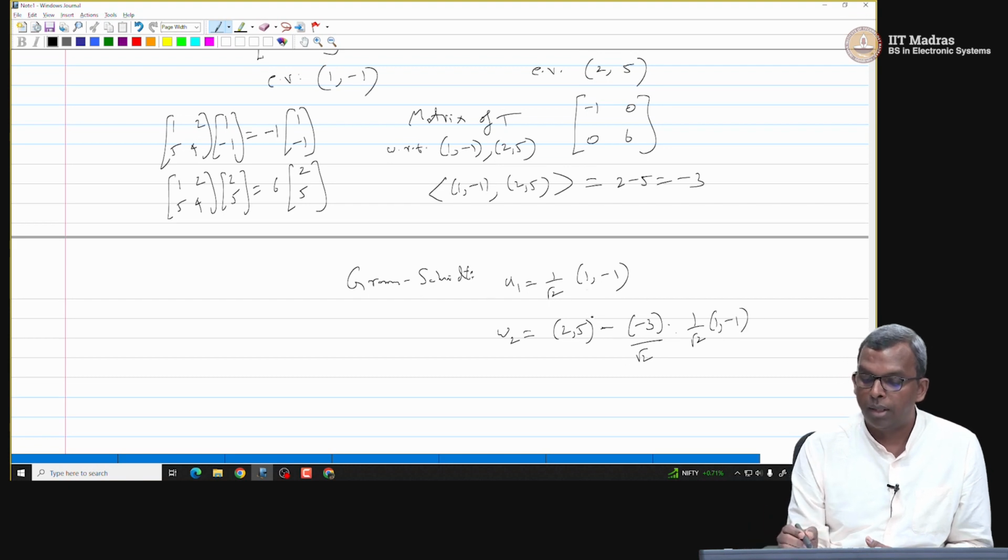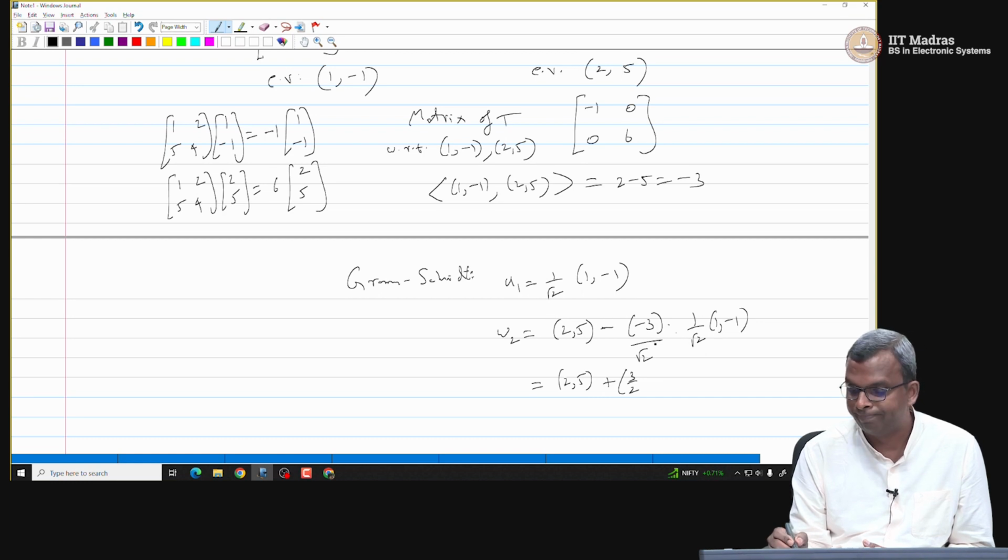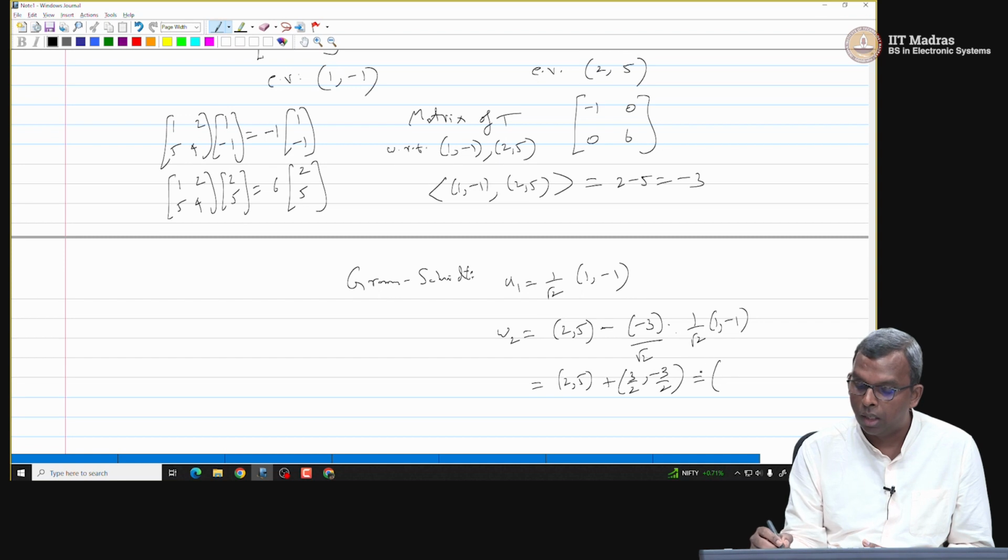So, the dot product will have a root 2 also, and then I have a root 2 also. So, if you do this, I get 2 comma 5 plus 3 times 3 by 2 comma minus 3 by 2. Okay. So, that ends up being 2 plus 3 by 2 is 7 by 2, 5 minus 3 by 2 is also 7 by 2. Oh, how nice is that? So, that ends up being 7 by 2 times 1 comma 1.